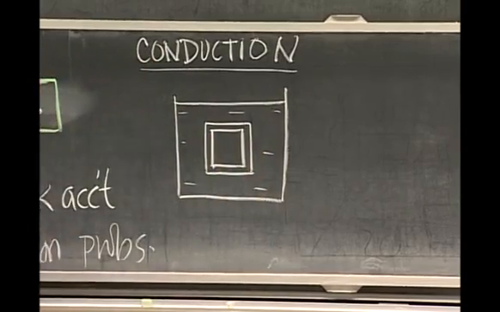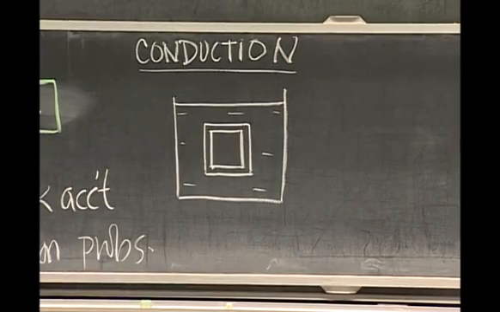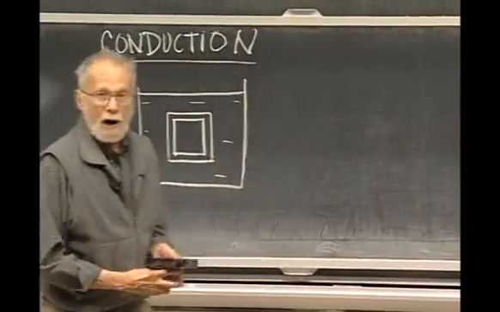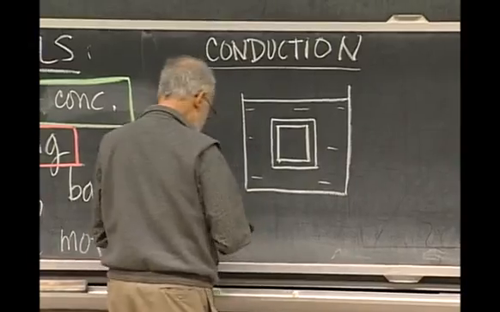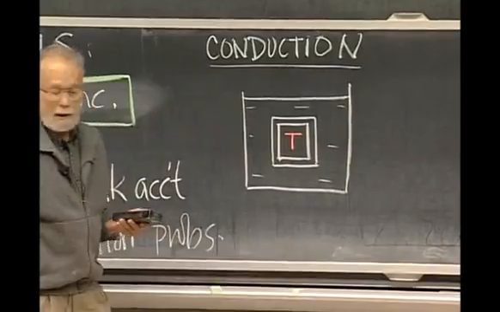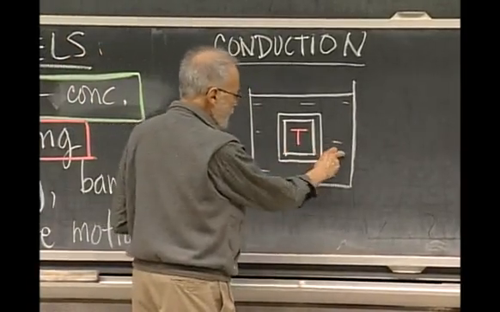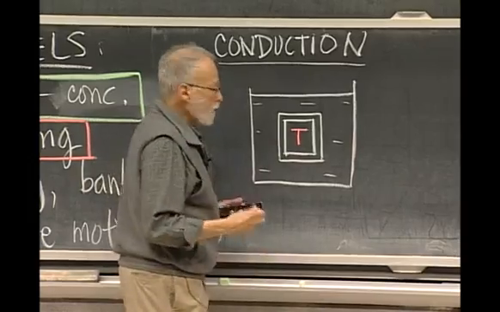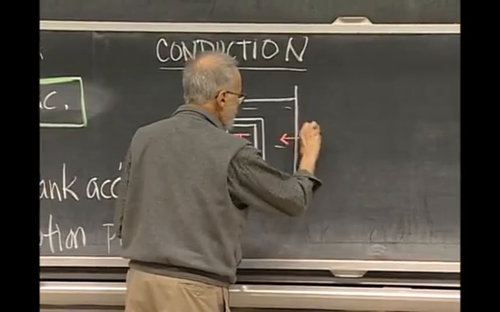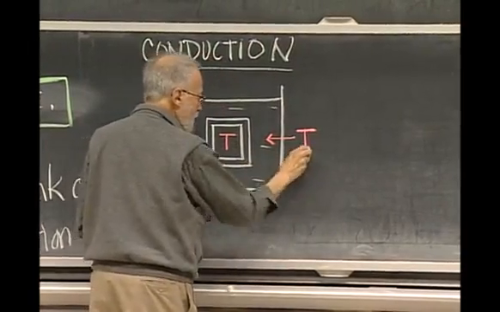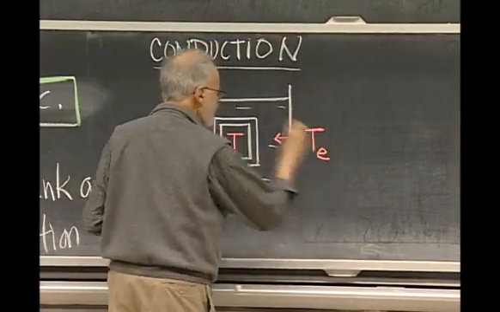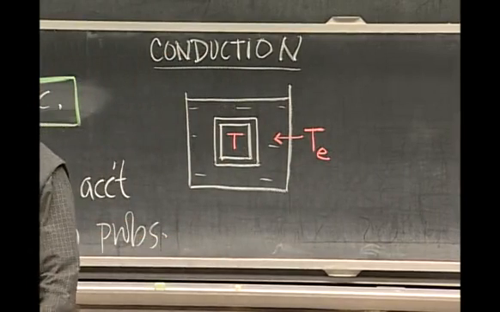On the inside, what I'm interested in is the temperature of this thing. I'll call that T. Now, that's different from the temperature of the external water bath, so I'll call that T sub E. T for temperature, measured in Celsius, let's say, for the sake of definiteness. But this is the external temperature, so I'll indicate it with an E.